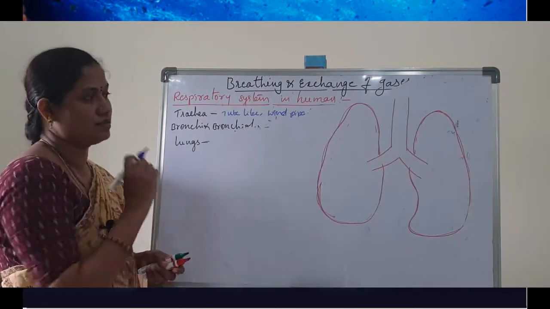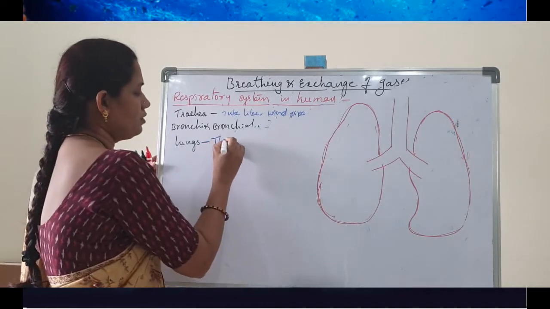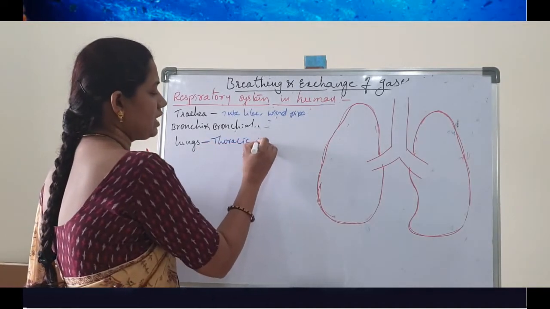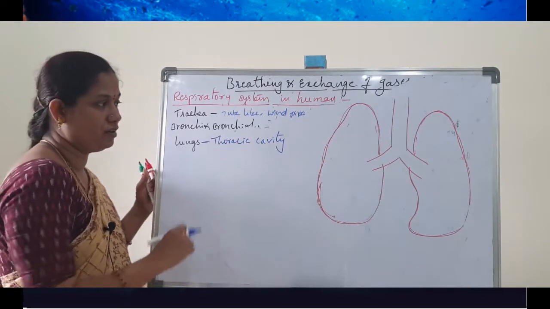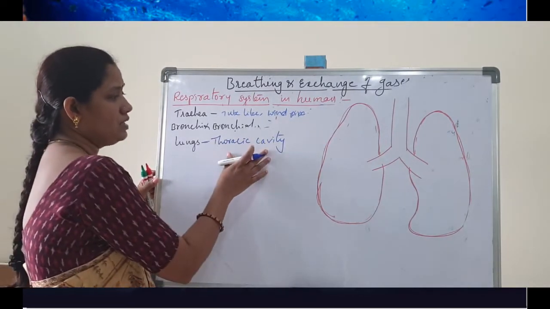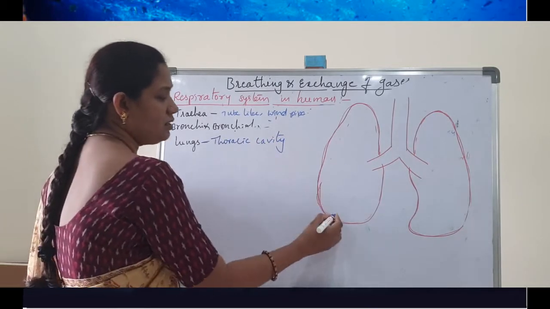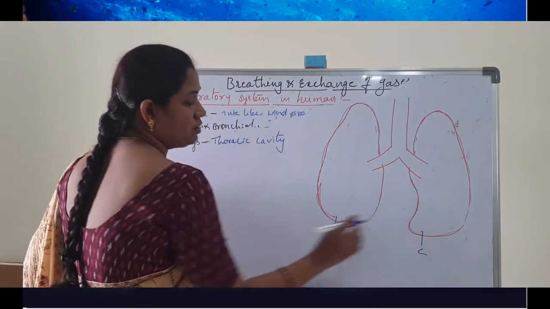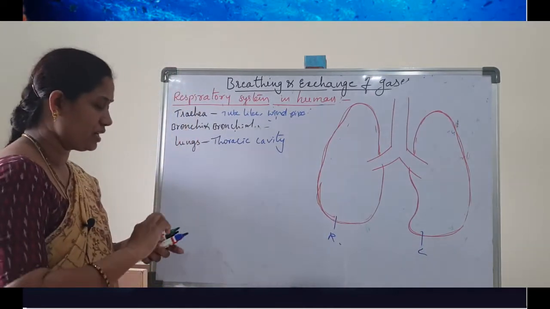Next, the lungs. One pair of lungs is present in the thoracic cavity, in the thoracic region. This is the right one and this is the left one. They are tightly packed in the thoracic cavity.